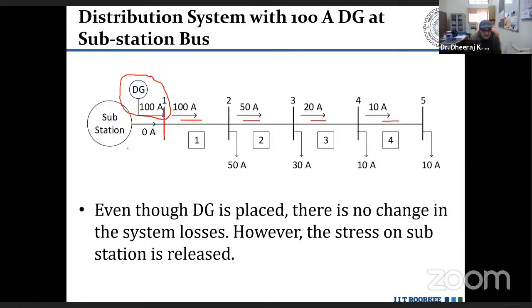But what is happening here? Earlier we were taking 100 ampere from the substation, but now that 100 ampere will be provided by the DG. So what is happening here? The stress on the substation transformer is released.